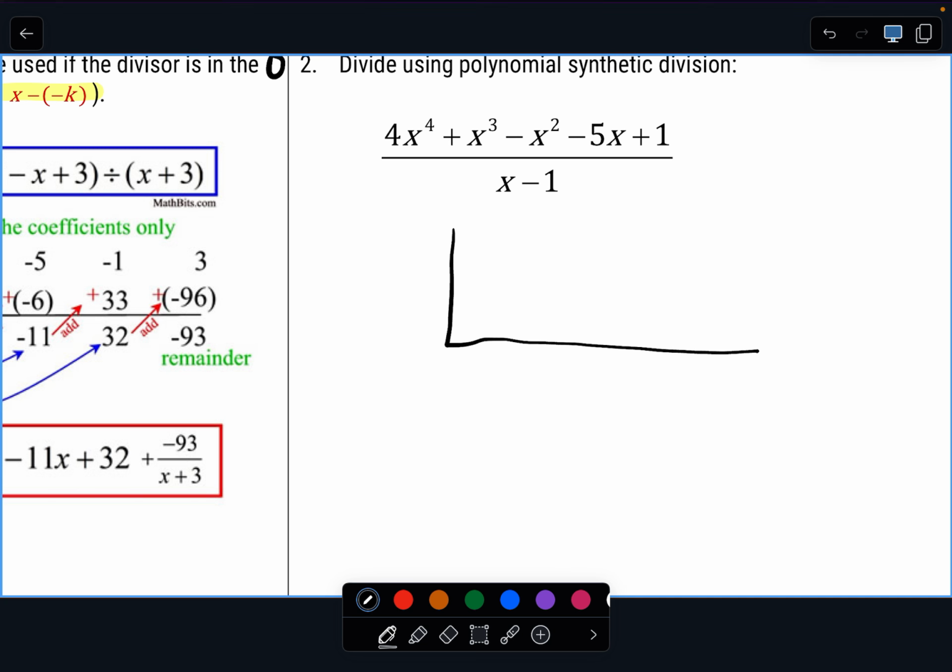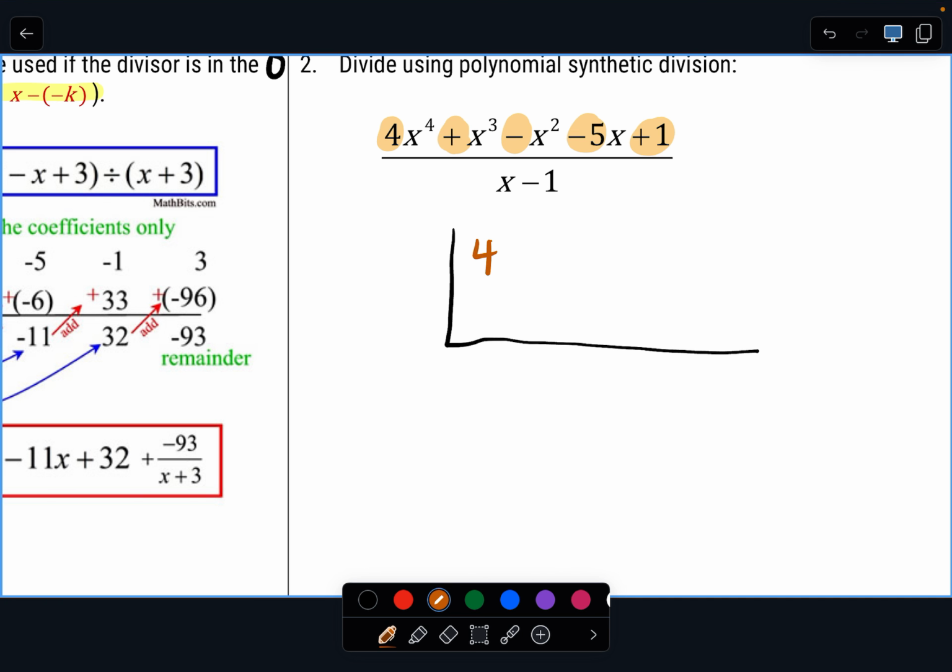There are a couple of things that you have to place onto the synthetic division. I call it a box. On the inside of my box, I'm going to pick all of the coefficients of my dividend. So the dividend part is going to go inside the box. A coefficient is the number in front of the variable. My first coefficient is 4. So I'm going to write the number 4.